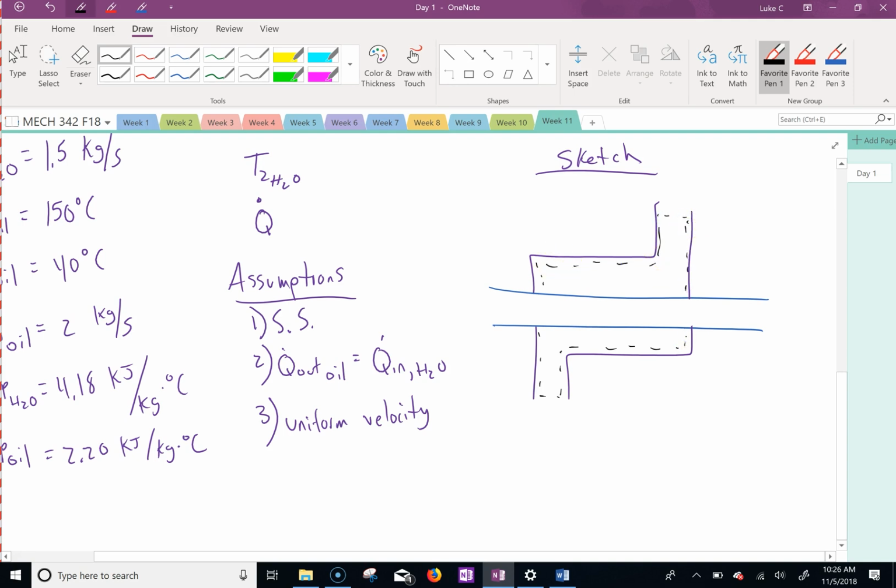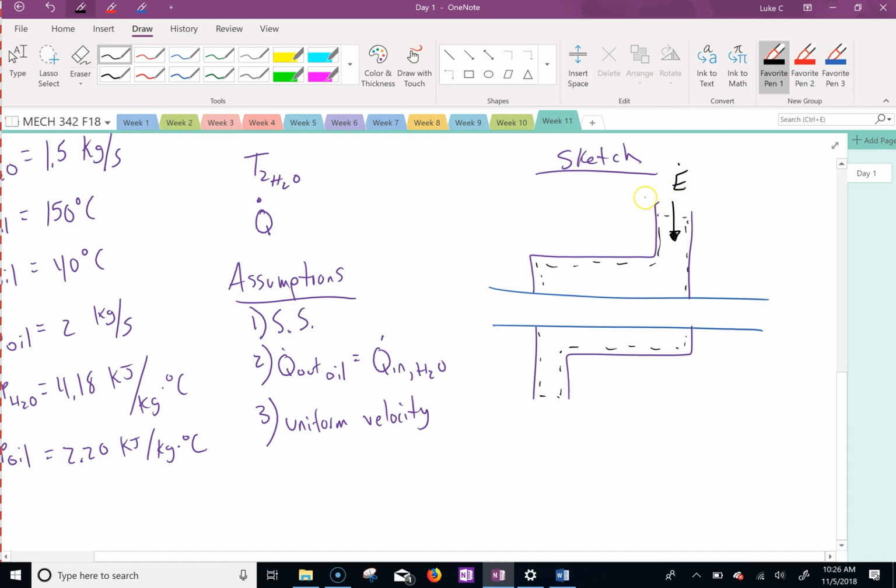We're doing the oil because we don't know the exit temperature of the water. So anytime you see that, do the control volume of the other one to find Q, because then you can use that Q to figure out the exit temperature. Okay, that's just a standard procedure once you get familiar with these.